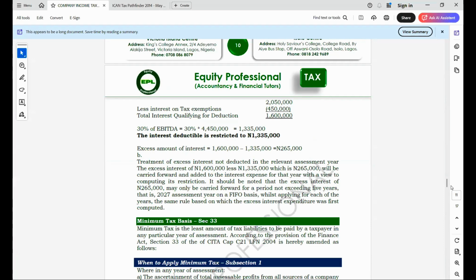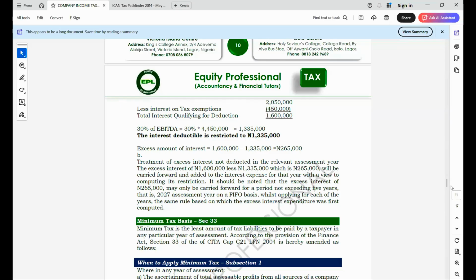Then apart from the normal basis, we have another basis. I told us we have 4 bases of computing tax liability. Then we have another basis which is called the minimum tax basis. The minimum tax basis can also be adopted to compute the tax liability of a company. We also have this minimum tax when talking about personal income tax, but for a company, what is the minimum tax basis?